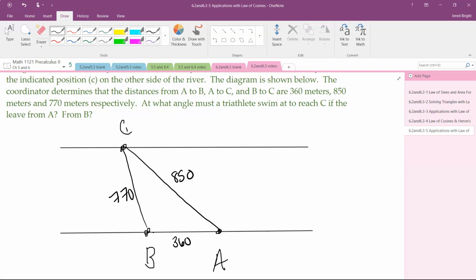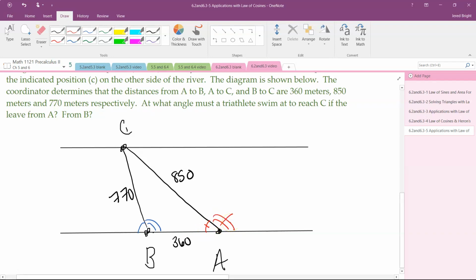And so we can use law of cosines, but what are we actually being asked? That would be important to know. We want to know what the angle they must swim at to reach C from each of A and B. Now, technically, that angle isn't defined whether it's this one or this one. Similarly, for angle A, it isn't defined if it's this one or this one.